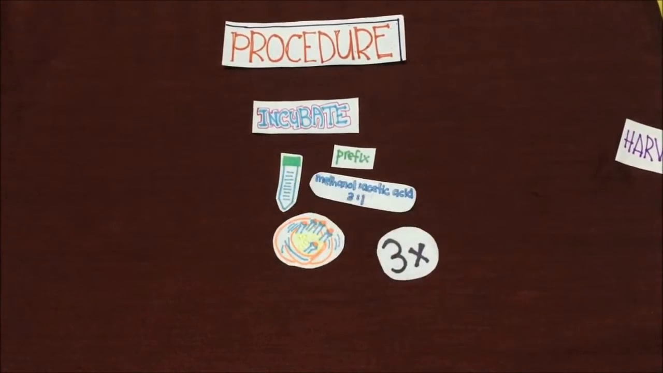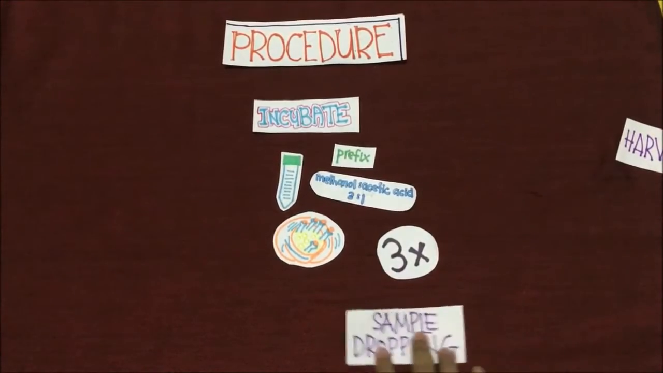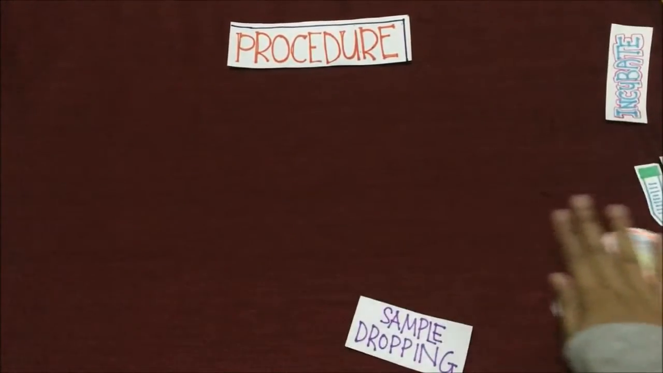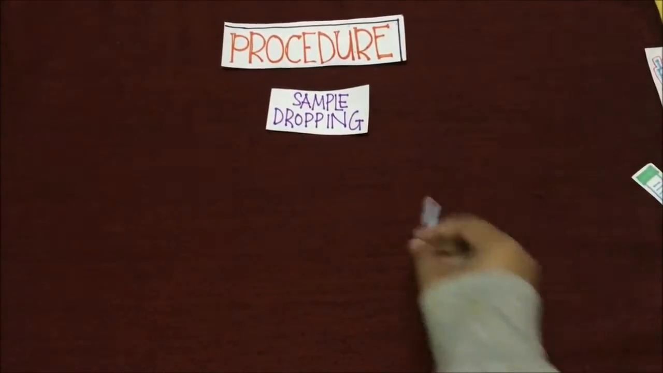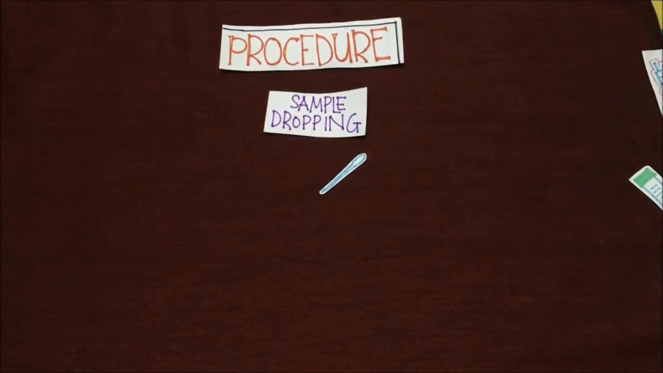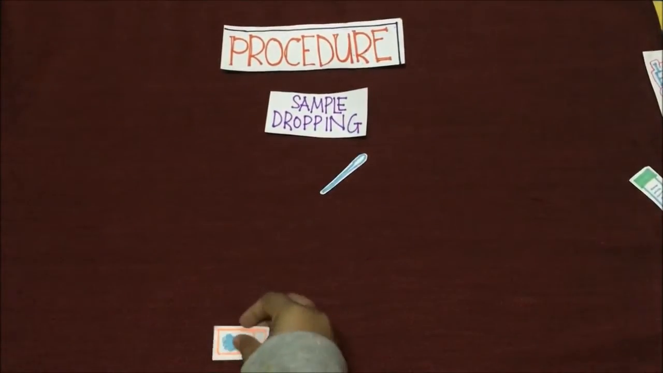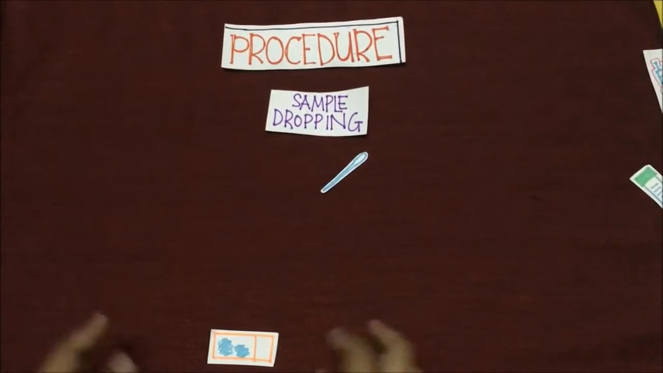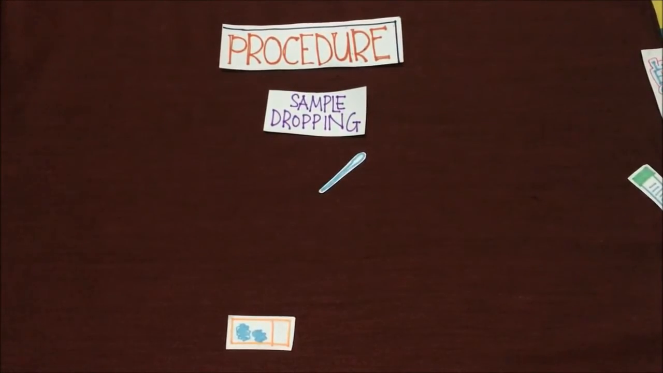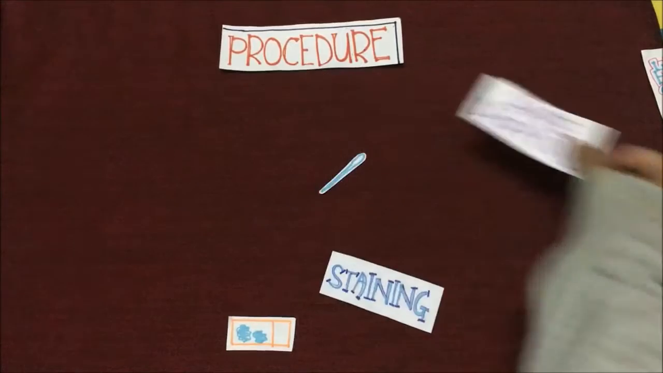Then after that, you can proceed to sample dropping. For the sample dropping, we're going to start with the samples we put into a pipette. Then from a high place, we're going to drop the samples so that the cells would burst, showing its chromosomes. So we proceed with the staining.